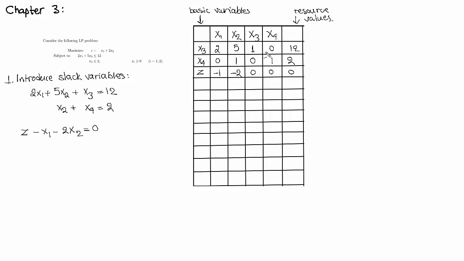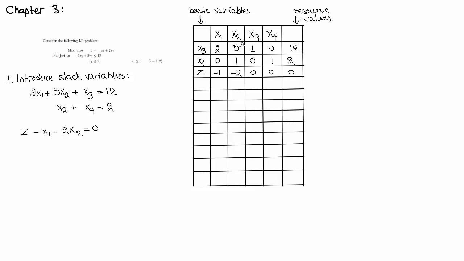Now, we need to choose the entering basic variable and the departing basic variable. In order to choose the entering basic variable, we need to go to the last row of z, and we need to pick the smallest entry, which we are going to call, for convenience, the biggest negative entry. And that is minus 2 in our case. So that means, since minus 2 is in the column of x2, that x2 will be our entering basic variable.